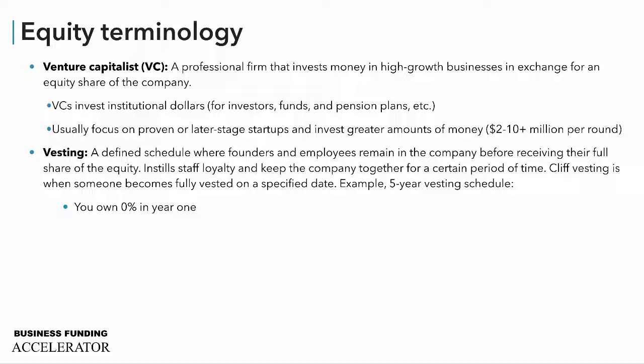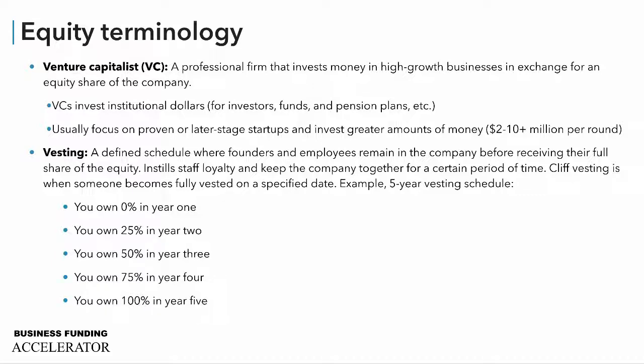And so with a cliff, you'll own 0% until you reach 12 months of being in that plan or being an employee. After 2 years, you'll own maybe an additional 25%. In year 2, I mean at the beginning of year 2. At the beginning of year 3 or end of year 2, you'll own 50%, and then 75%, and then 100%. So you will vest over 5 years of being there; that is really the best way to look at how vesting works.